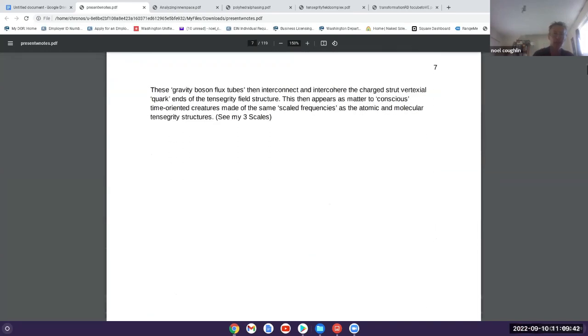These gravity boson flux tubes then interconnect and intercohere the charged strut vertexial quark ends of the Tensegrity field structure. This then appears as matter to conscious time-oriented creatures made of the same scaled frequencies as the atomic and molecular Tensegrity structures.